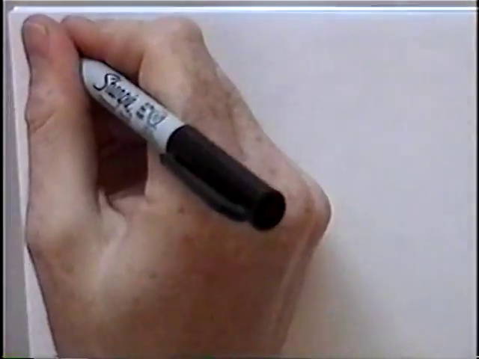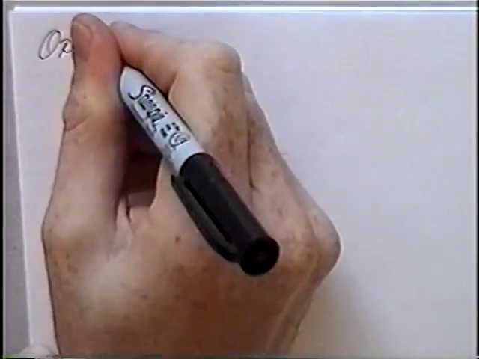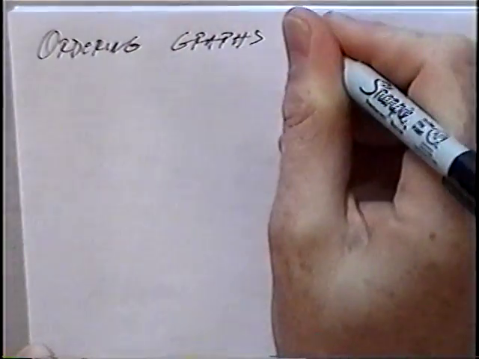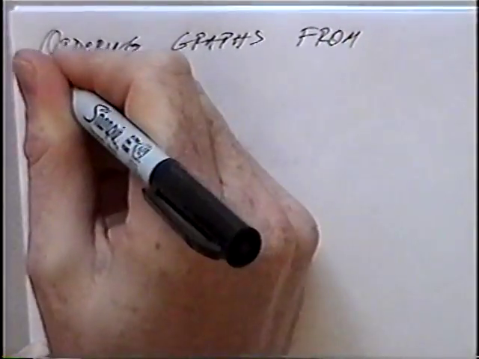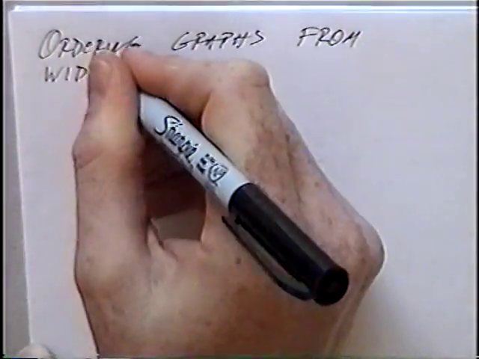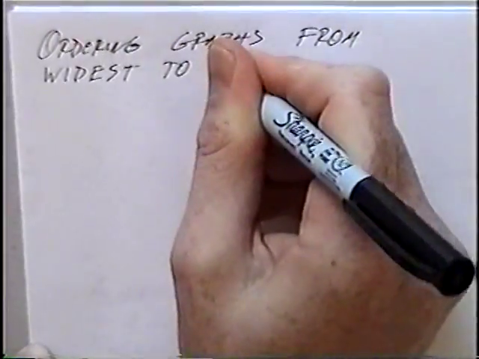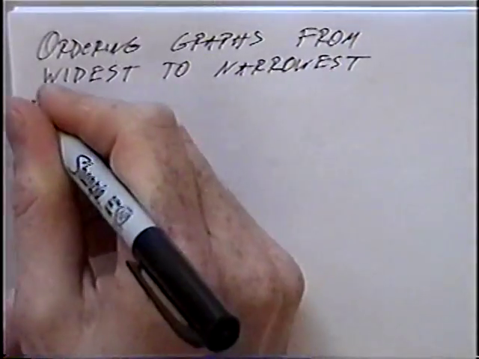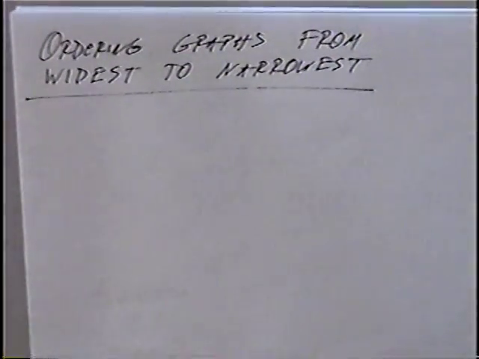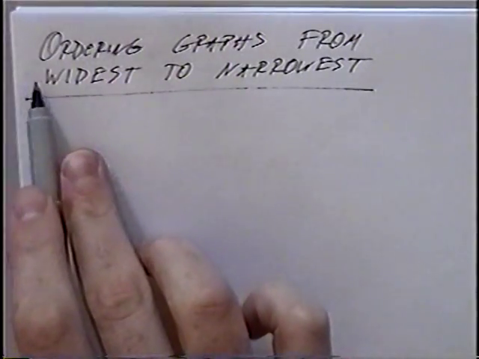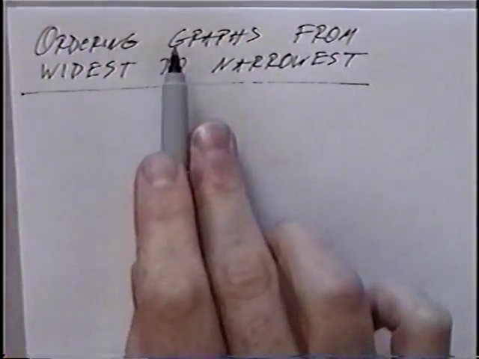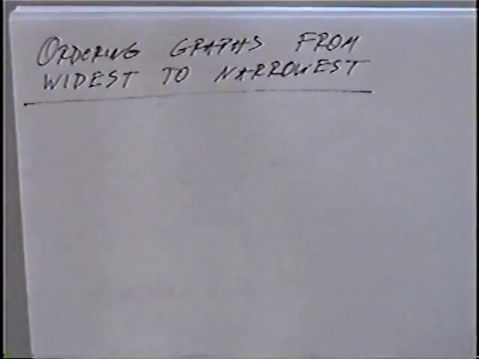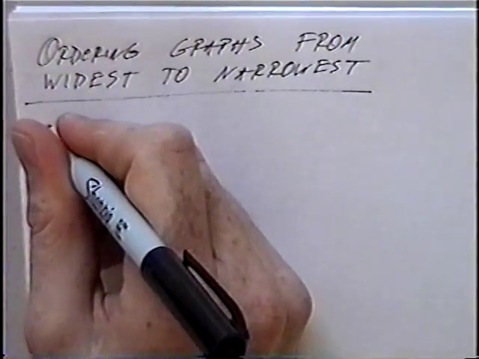Last section of notes today is titled Ordering Graphs from widest to narrowest. A wide graph will be a graph that starts on the left and kind of curves down to the right, but real wide. Narrow is kind of a tall, skinny graph. The 3 graphs we'll do for the first problem.